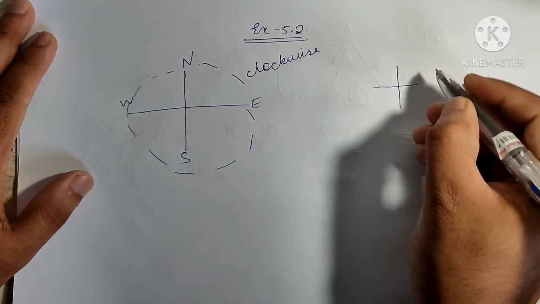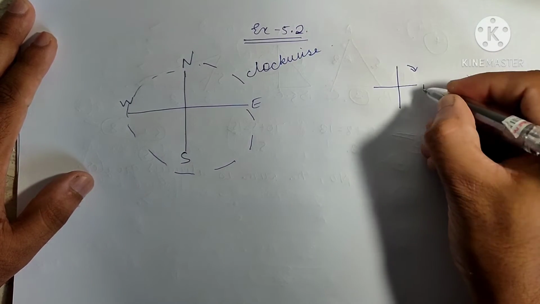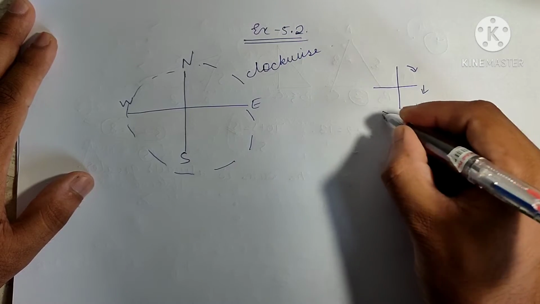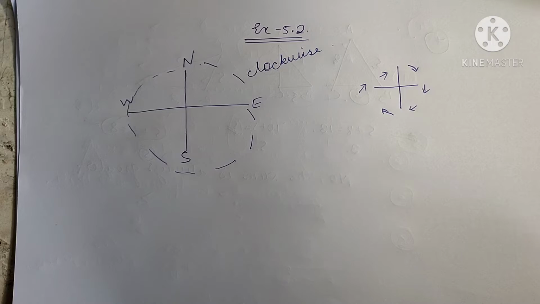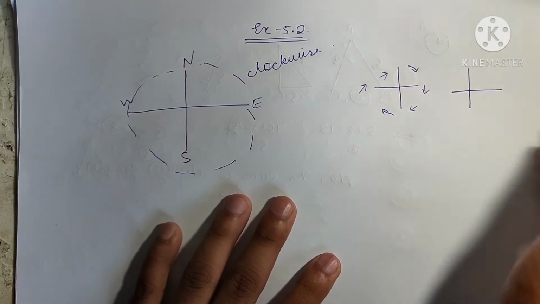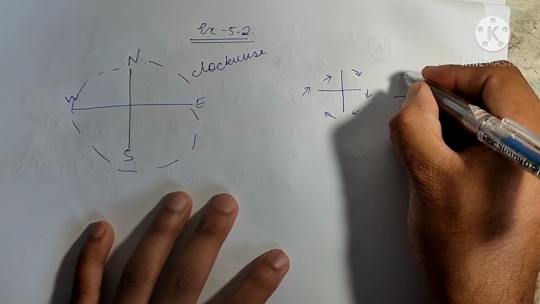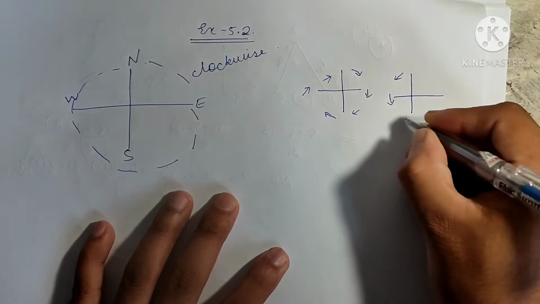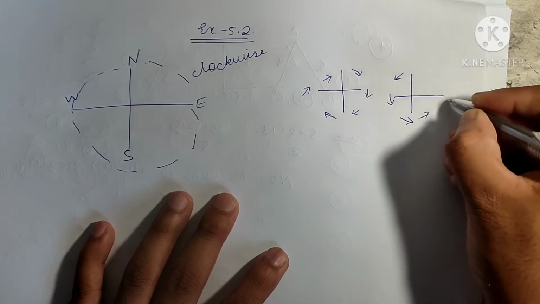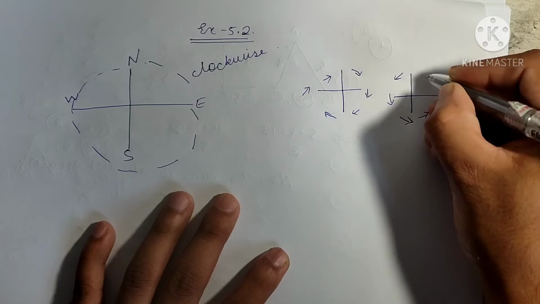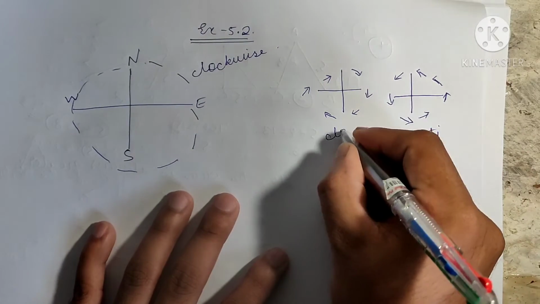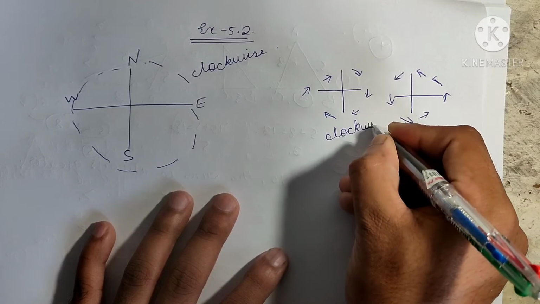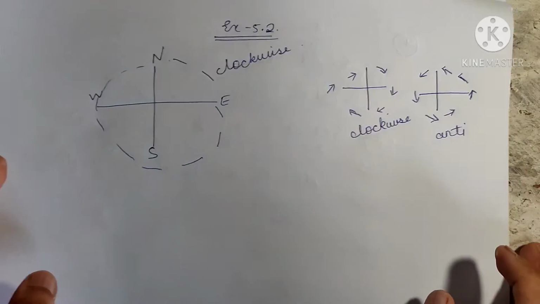So I'll just make it here. Clockwise means it will move in this direction, just like the hand of your clock. What do you mean by anti-clockwise? Anti-clockwise means just the opposite of clockwise. So it will not move in the clockwise direction, it will move in this direction, anti-clockwise. So this is anti and this is clockwise. So first you have to understand clockwise and anti-clockwise.